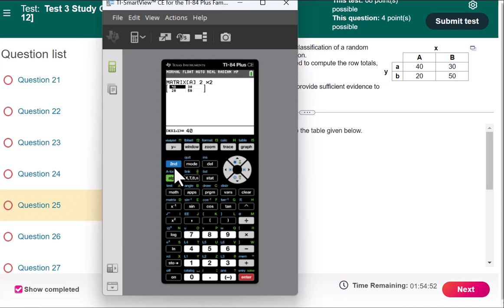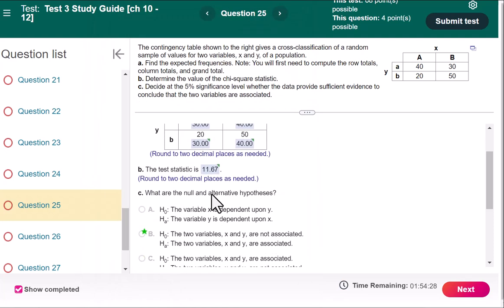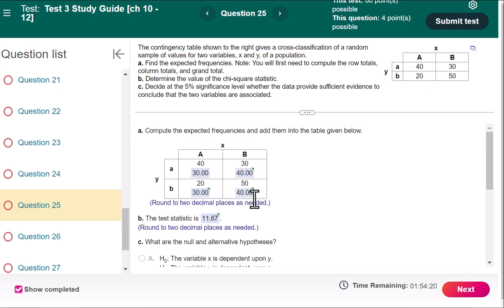Okay, now guys, we're just going to quit and go to stat, tests, chi-square test. The calculator is going to put the expected values in B, and that's what he's asking for. And not only that, it's going to give us the test statistic. The test statistic is 11.67, and look at the p-value, it's very small, it's 0.0006. So that's the test statistic. And the p-value is less than alpha, so we reject the null hypothesis. And we conclude that there is enough evidence to support the claim that the variables are associated.